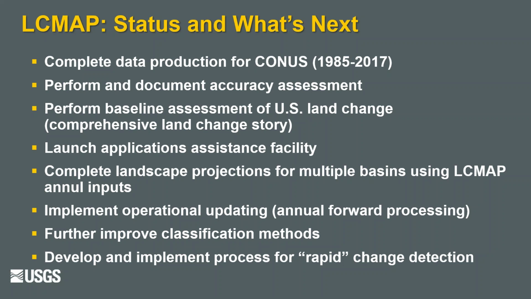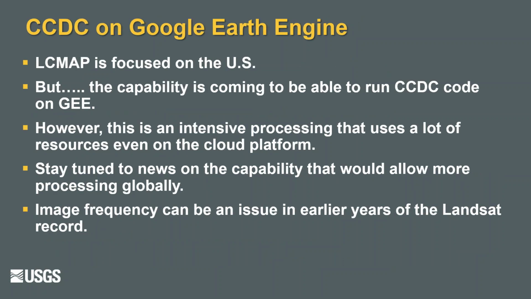We're working on improving our classification methods, where we'll learn a lot from our initial accuracy assessment where we have to change things. And we've been asked to develop and implement our process for rapid change detection for communities such as the fire community. So those are all the things that we have on our plate to do.